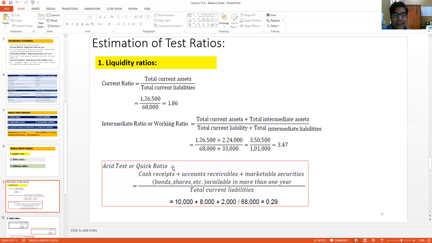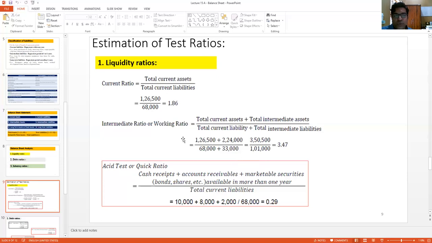Now coming to this part, the acid test ratio or quick ratio. You know, acid test, no? If you are taking a tough test, this is called an acid test. Like in the Ramayana, when Sita Devi went through Agni Pariksha, you can call it an acid test. Something like this. Over here, we have the acid test ratio or quick ratio.